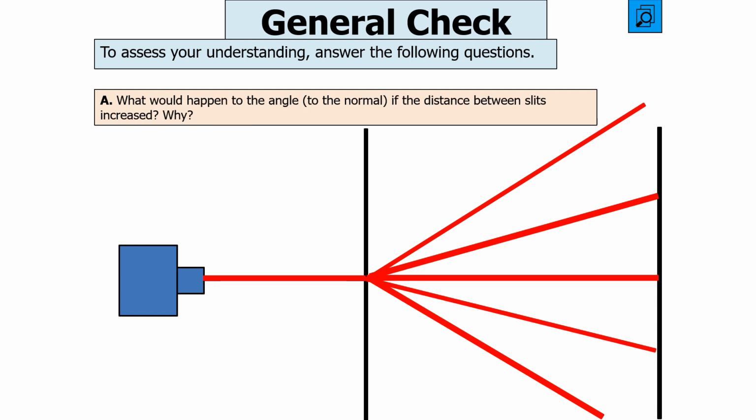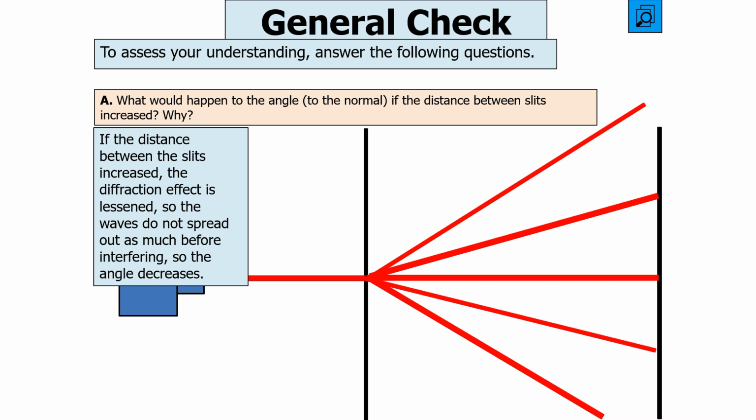What would happen to the angle to the normal if the distance between the slits increased? Pause the video now, then unpause the video when you want to go through your answer. If the distance between the slits increased, the diffraction effect is lessened, so the waves don't spread out as much before interfering, so therefore this will cause the angle to decrease.